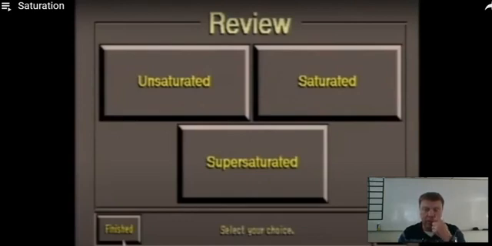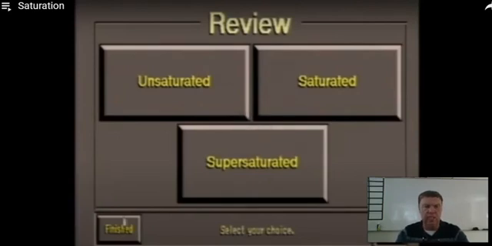Now, if you want to go ahead and write these words down, you'll want to write unsaturated, maybe skip 2 lines, saturated, skip 2 lines, and then supersaturated. If I get ahead of you, you can just pause the video, make sure and get that. We're going to talk about them each at a time. Okay, so let's talk about unsaturated.